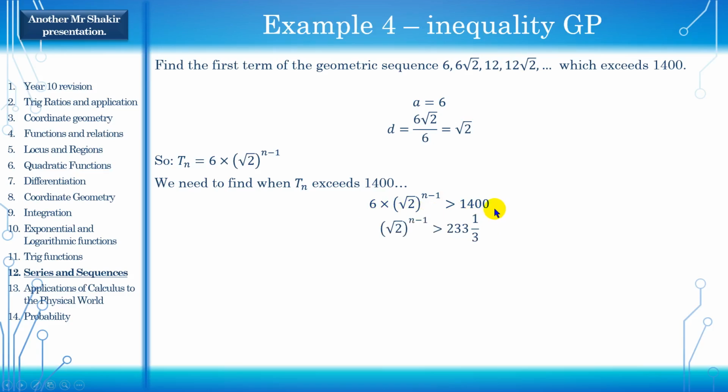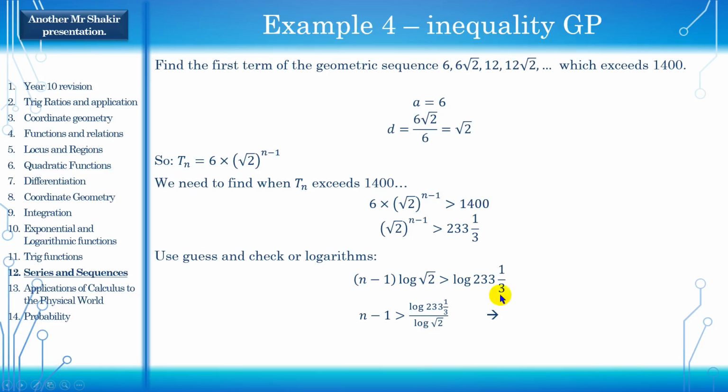Divide both sides by 6. Log of both sides, or you can use guess and check. Take log of both sides. Divide this log root 2 over to there. Add 1 over there. And I just did it on the calculator. So I did the right hand side on the calculator.